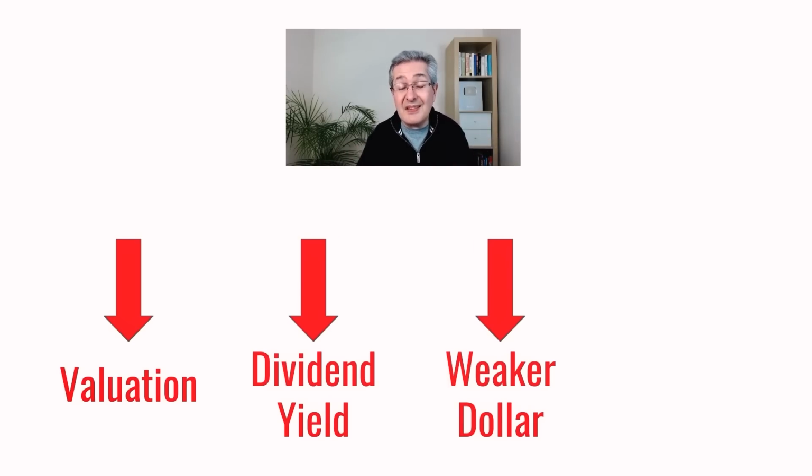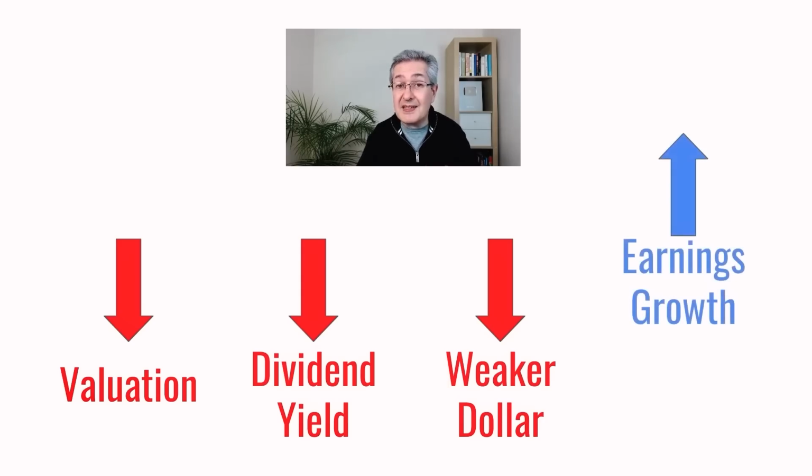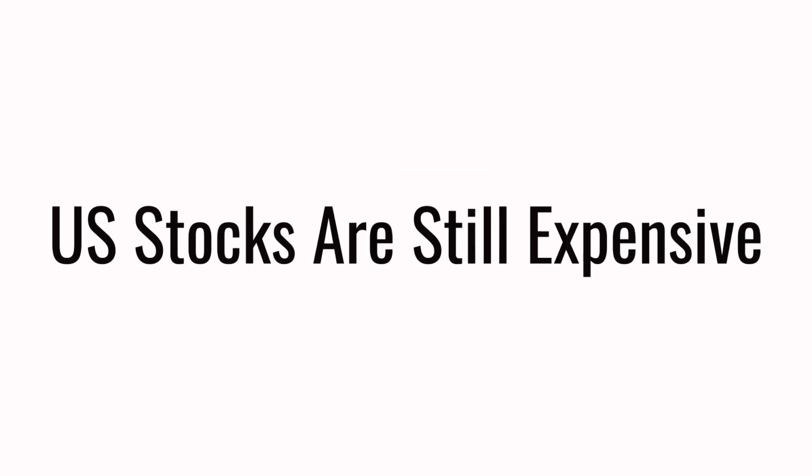The one thing which is in the US's favor, according to Vanguard, is that its earnings growth will be slightly higher than other regions. But taken as a whole, this is what results in the underperformance of the US relative to stocks elsewhere. Now let's turn to the evidence that US stocks are expensive.